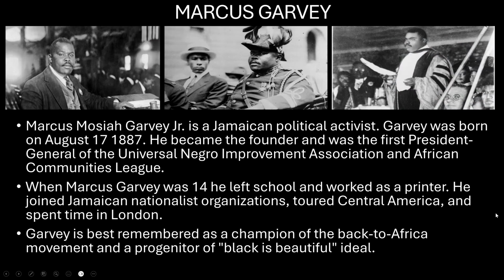Next one's Marcus Garvey. Marcus Mosiah Garvey Jr. is a Jamaican political activist. Garvey was born on August 17th, 1887. He became the founder and was the first president general of the Universal Negro Improvement Association and African Communities League.